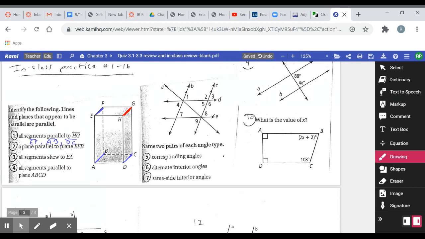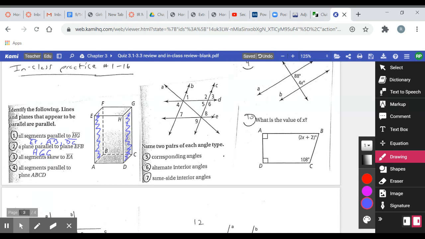On number 2, it says a plane parallel to plane EFB. So let's find the plane that it's referring to. EFB is this side of the box over here, kind of the left side of the box. So a plane parallel to that would be on the opposite side over here. Again, if I extend those planes out, they would never intersect. If I want to name this right side of the box, I can use any 3 of those letters. It does not matter which 3. I'm just going to go with H, G, C. And I'm doing all 3 letters, no commas in between, and that's how I can name a plane.